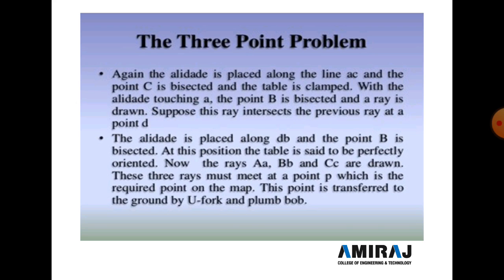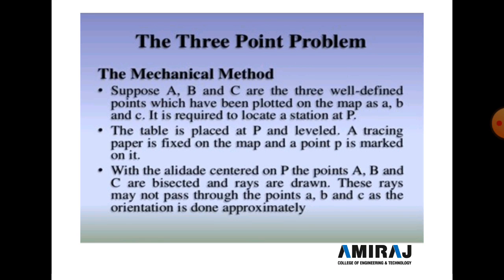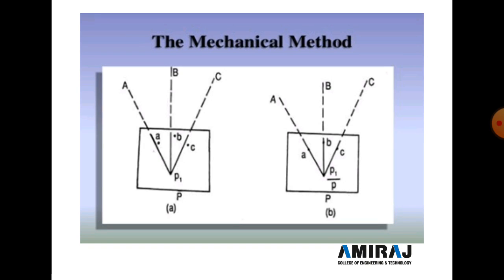Now the next method is the mechanical method. In this method we discuss from the figure. Suppose A, B, C are 3 well-defined points that have been plotted on a map as small a, b, c, and we need to locate the station, the capital P point, and the table is placed at the P point and perfectly leveled. There are three steps: leveling, centering and orientation.